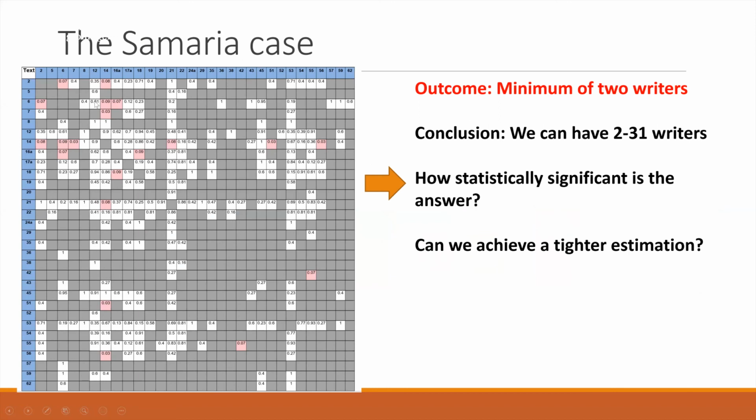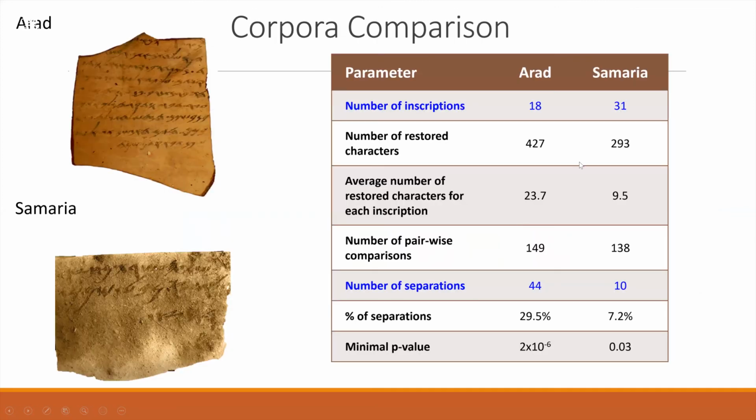And in this table, as you can see, there are not quite as many separations as we had in the Arad case. Just to say a few words about the 2 corpora, in Samaria we had 31 inscriptions, while in Arad we had 18 inscriptions. And in Arad we had 44 separations, the red marks in the table.